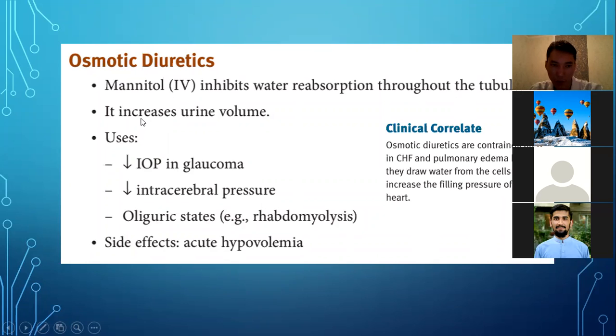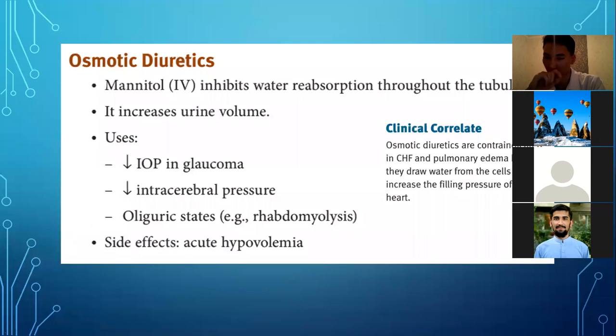The osmotic diuretic which is the most important one is mannitol. Mannitol inhibits water reabsorption throughout the tubule. It increases urine volume, and all the diuretics will be increasing the urine volume too. And what type of uses does it have? It is also used for decreasing intraocular pressure in glaucoma.